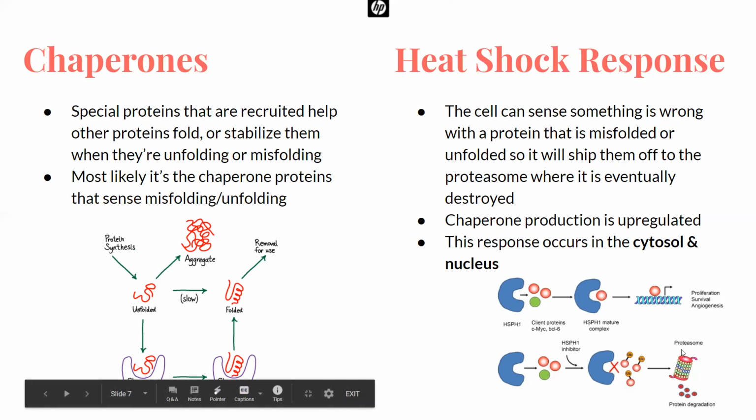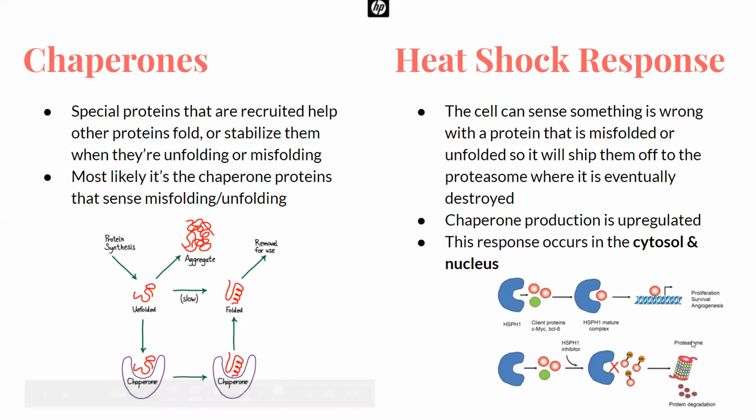This is just a quick little diagram of what it looks like. I know some of it doesn't really make that much sense, but basically what happens is if it doesn't fold properly, it's sent to the proteasome, and the proteasome will degrade the proteins so they can't aggregate and be harmful to the cell.